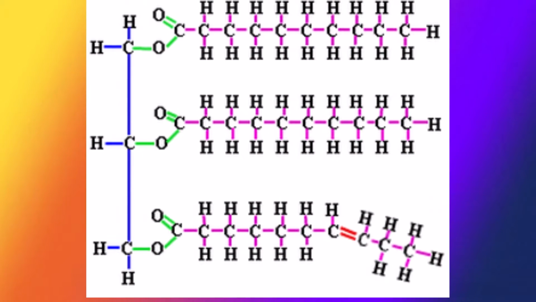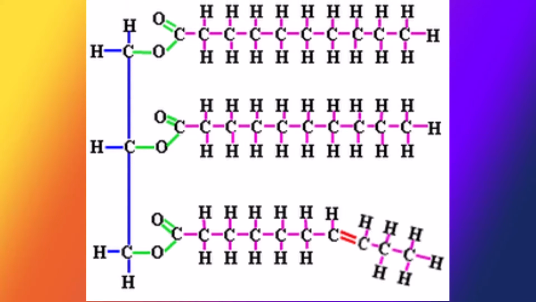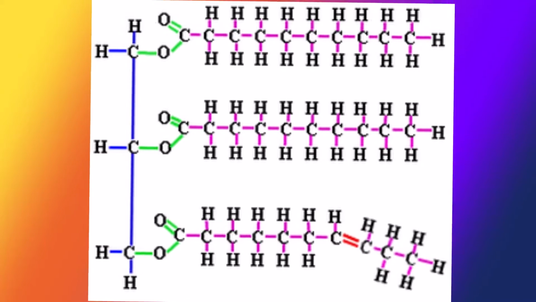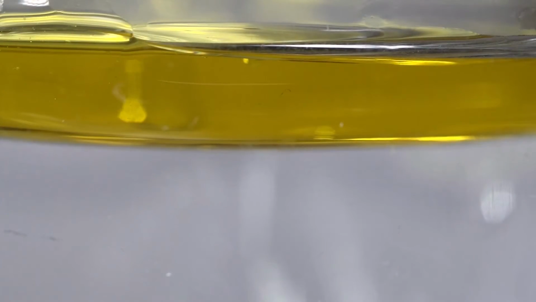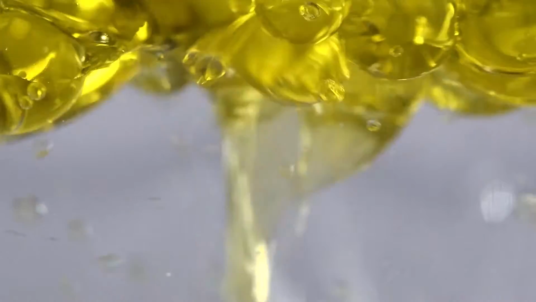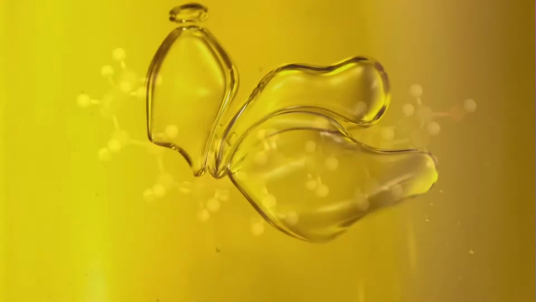Unsaturated fatty acids contain at least one double bond, causing a bend or a kink in the fatty acid. Unsaturated fatty acids are lower in energy and lower in calories. These tend to be liquid at room temperature. An example of unsaturated fatty acids are oils.